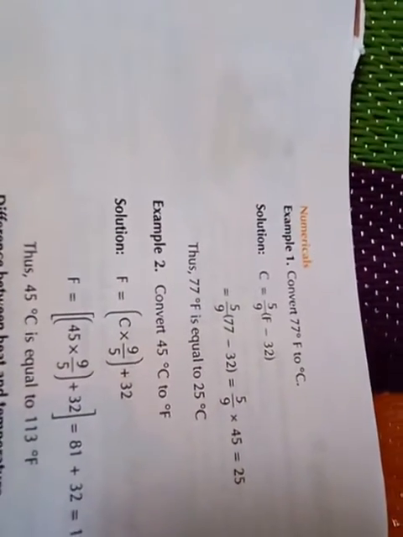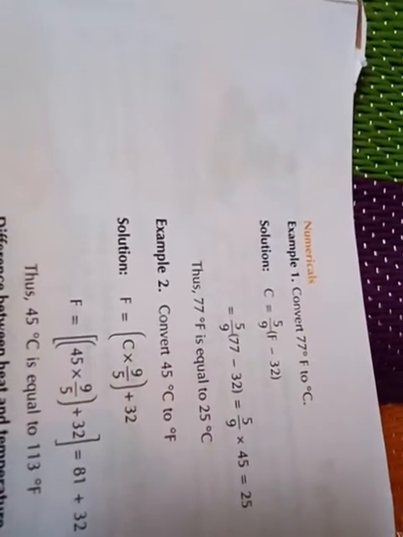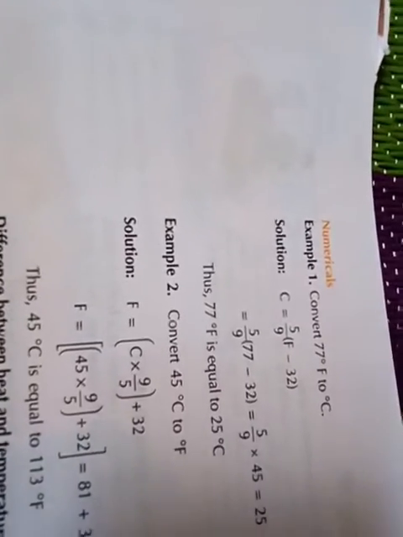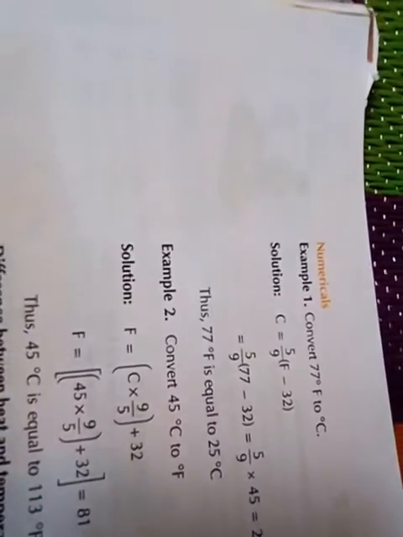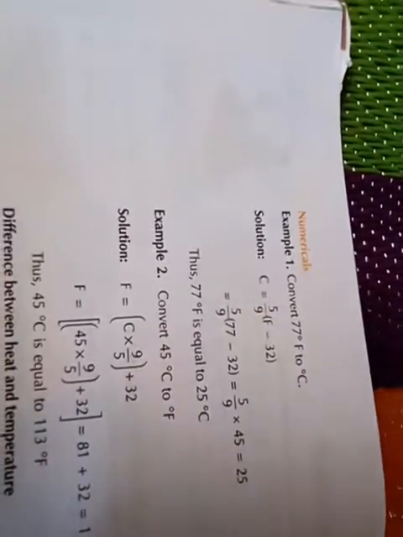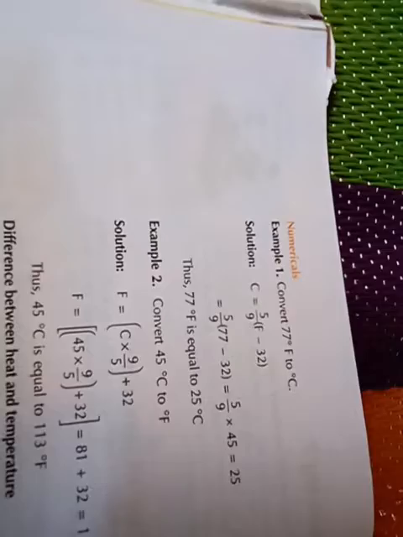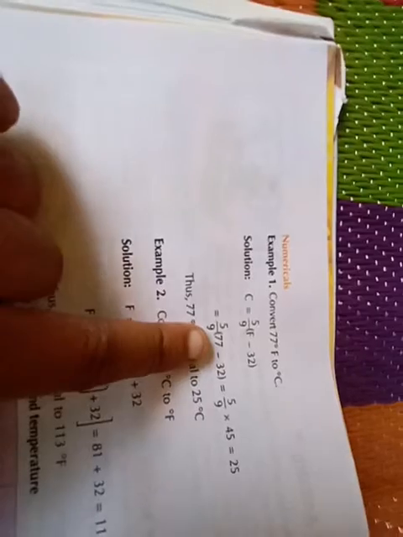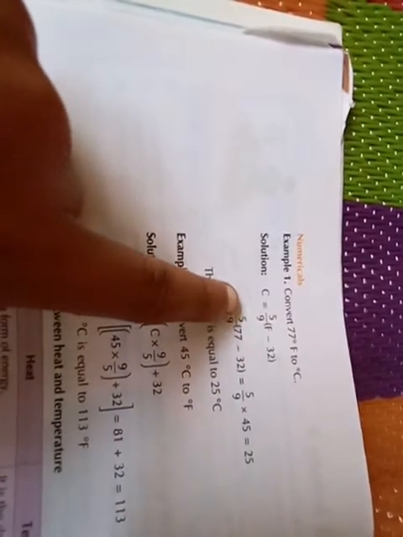If we have a Fahrenheit temperature and want to convert it into the Celsius scale, we should use the formula C equals 5 by 9 multiplied by F minus 32. We should subtract 32 from the Fahrenheit temperature. Suppose it is 77 on the Fahrenheit scale. We subtract 32 from 77, and multiply the result by 5 by 9.